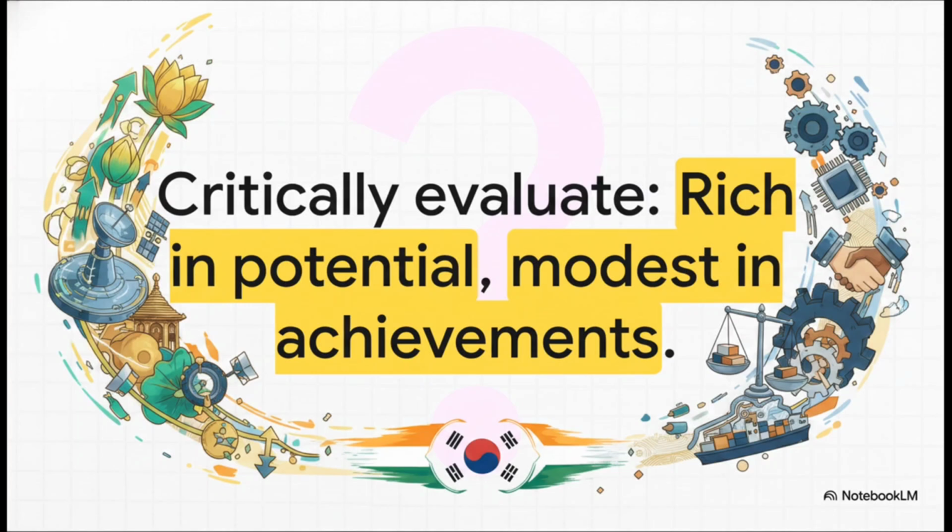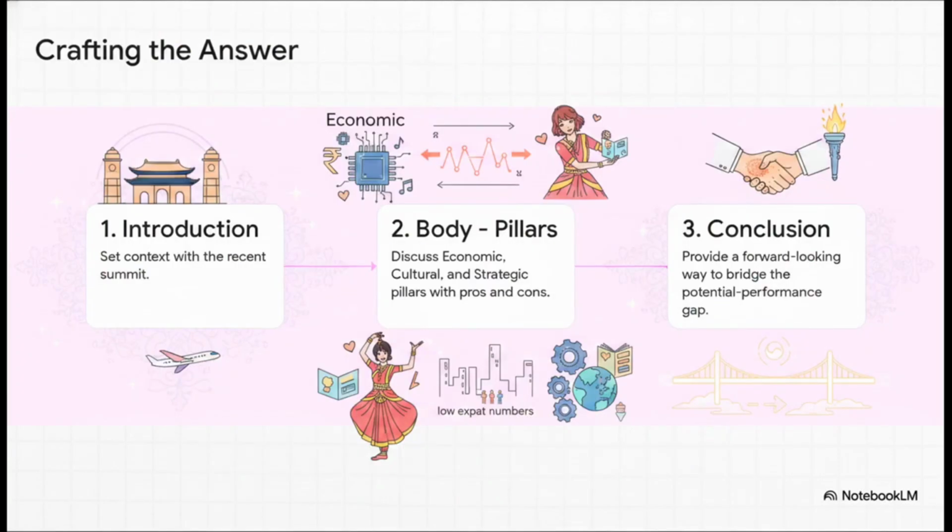This is not just asking you to list things, it's asking for a balanced argument, for you to weigh the pros and cons. So how would you approach this? Here's a simple, effective framework, a perfect roadmap for a high-scoring answer. Start your introduction with the recent summit. That's your contemporary context. Then, for the body, use the 3 pillars we discussed: economic, cultural, and strategic.